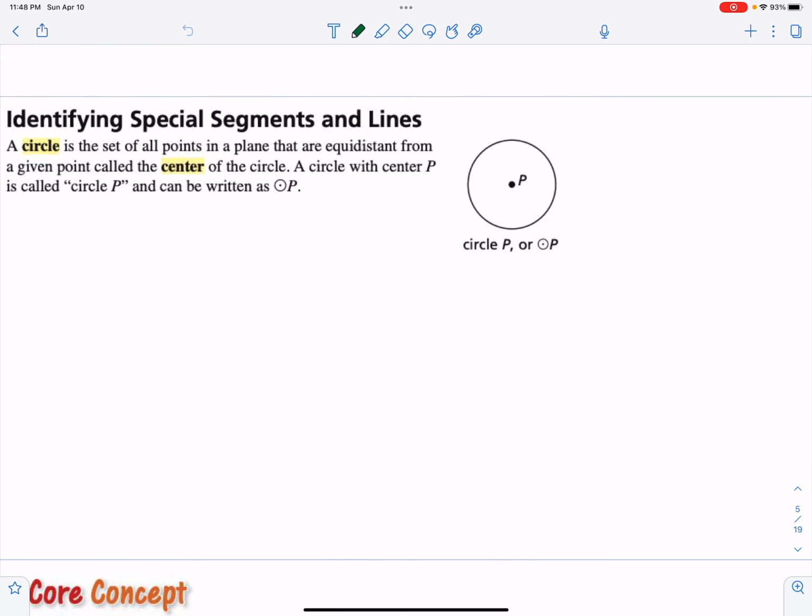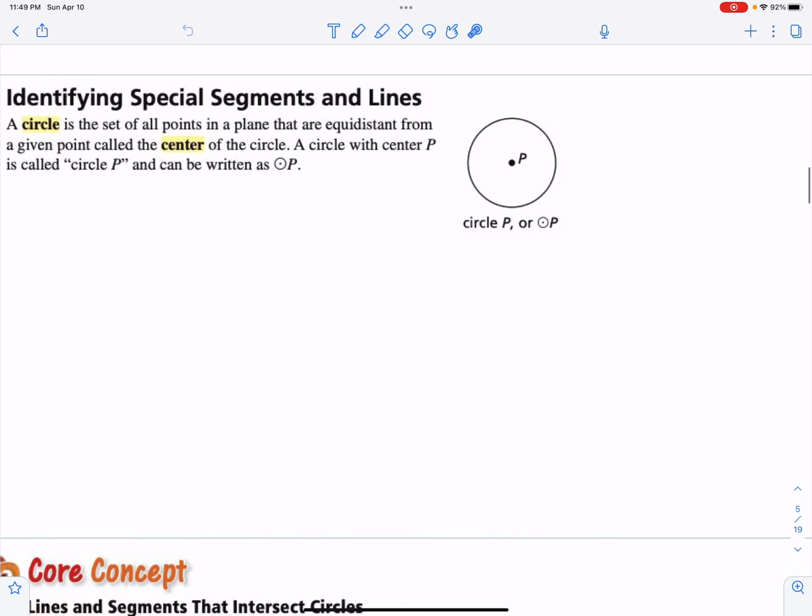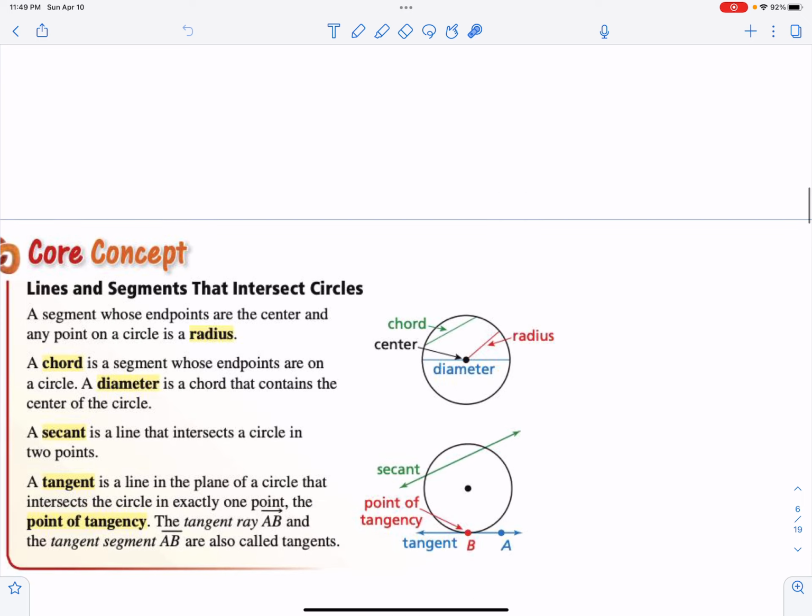So first of all, to identify special segments and lines, we have to know how to name a circle and the definition of a circle. It's the set of all points that are equidistant from a center. So all of the points that are equally far away from point P is the definition of a circle. We always name it or label it like this down here. You write the word circle and then a capital letter for that center point, or you draw the little circle with a dot in the middle and label it.